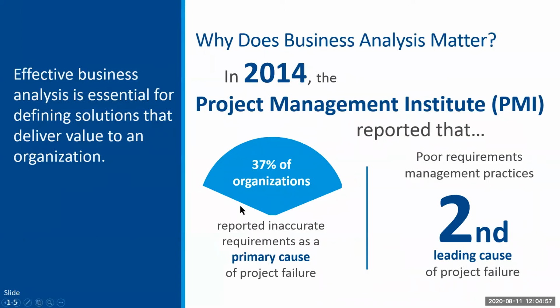Okay, why business analysis? Why does it matter? In 2014, some time ago, the Project Management Institute reported that 37% of organizations reported inaccurate requirements as a primary cause of project failure. The project failed because, oh, I didn't know we needed that. We missed that requirement. Further to that, the second leading cause of project failure is we didn't write it down. We have poor requirements management practices.